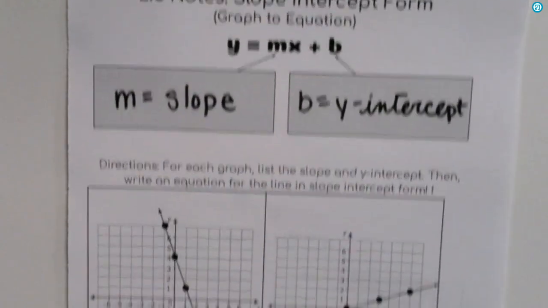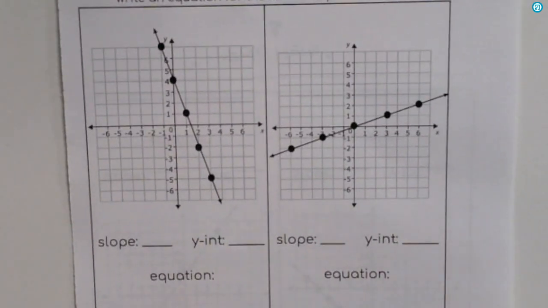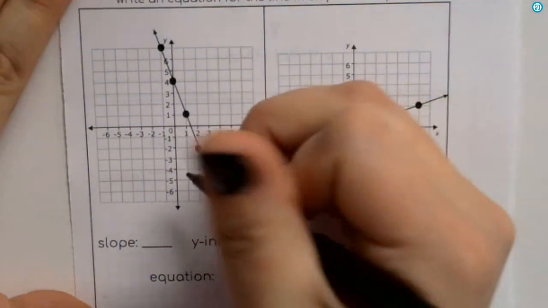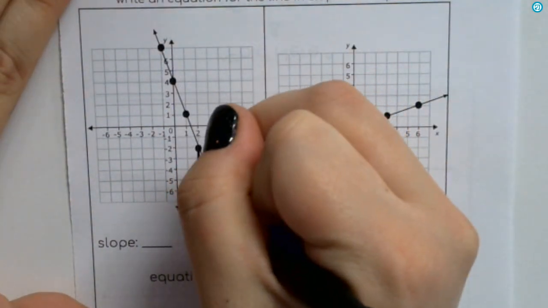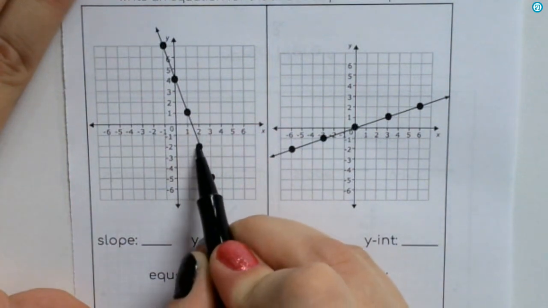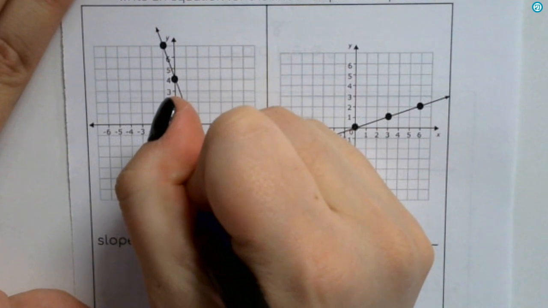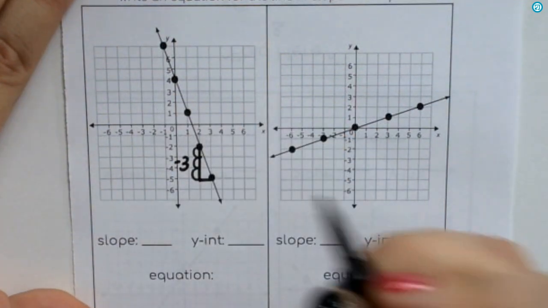Okay, so looking at our examples. Our first example here, I can already tell it has a negative slope because I'm going down and to the right. So I'm going to pick 2 points to count. I'm going to count down here, down and to the right. How many spaces down do I go? 3. So I go down 3. How many spaces to the right do I go?